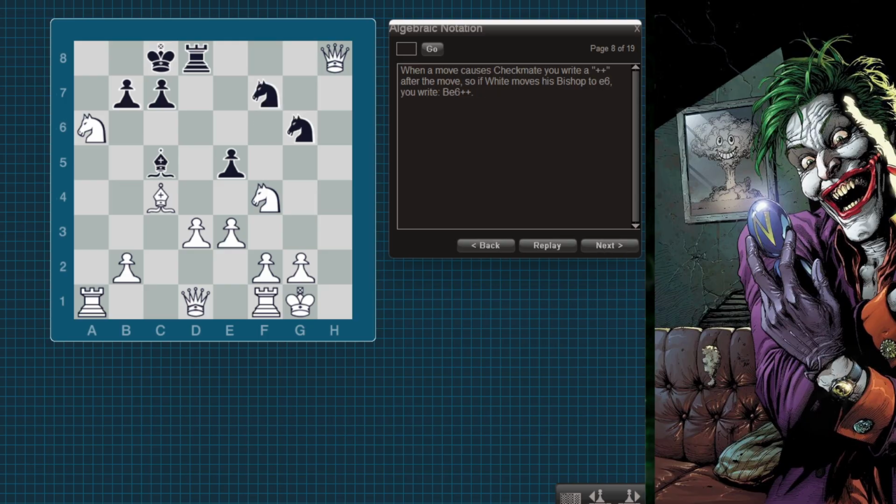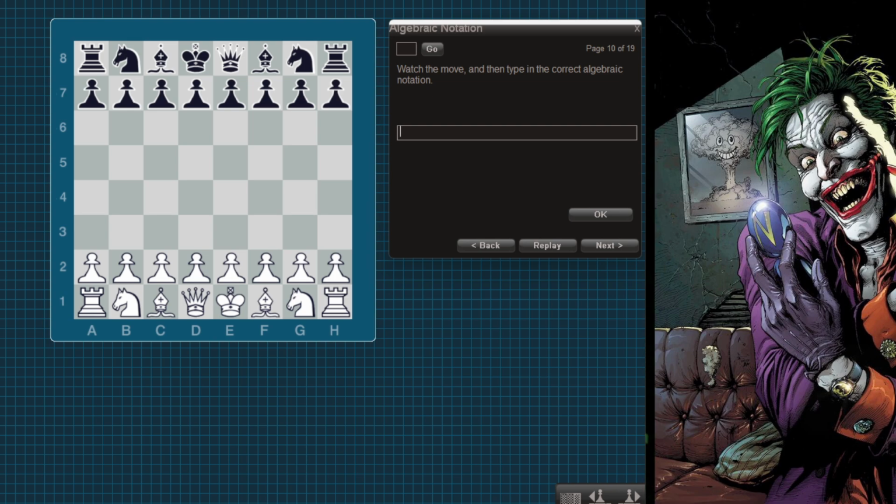When a move causes checkmate, you write a plus plus after the move. So if white moves his bishop to E6, you write capital B, E6 plus plus. Sometimes a chess player will include commentary in his notation. If you see an exclamation point after a move, it means that the move is considered to be a good one. A question mark after a move means that the move is a questionable one.